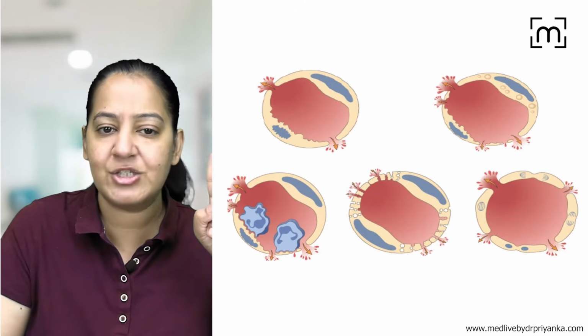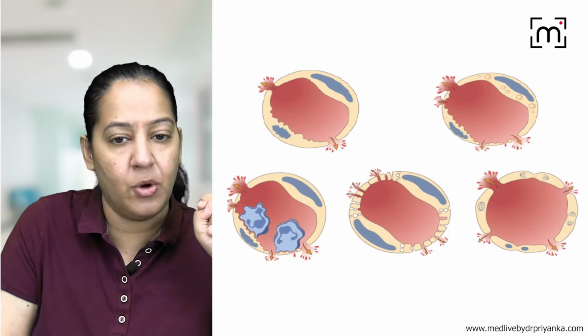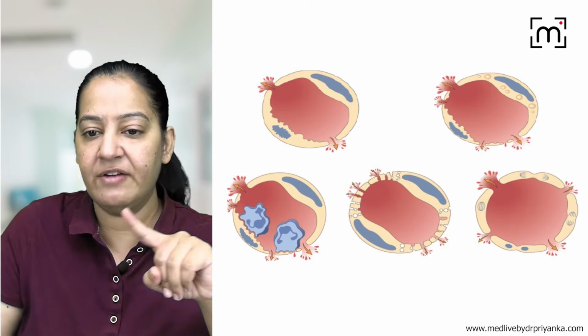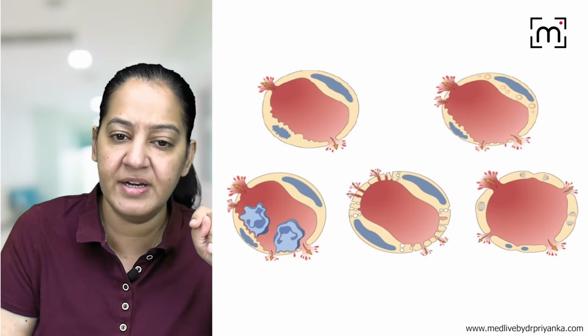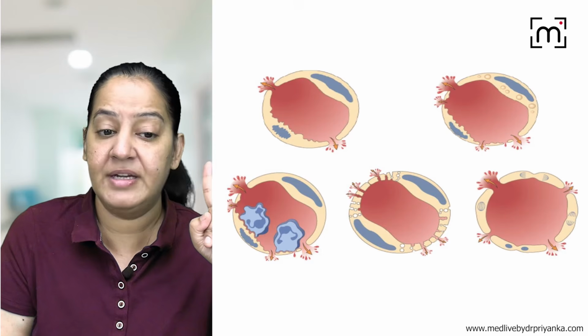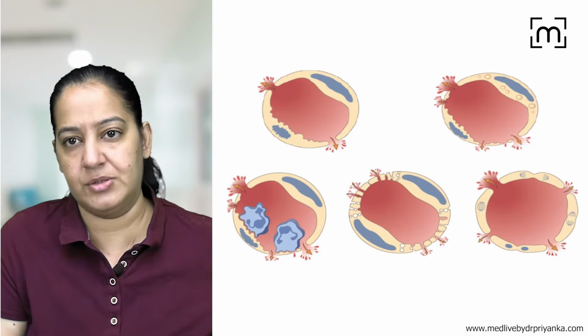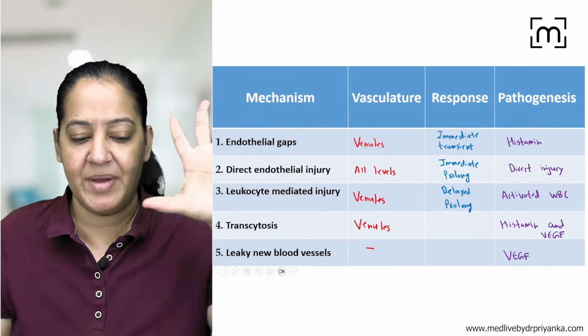Out of the 5, the first one is immediate transient. The onset is less, the duration is less. The second one is immediate prolonged. The onset is less, but duration is more. And the third one is delayed prolonged. The onset is more and duration is also more. So that is the 5 mechanisms.